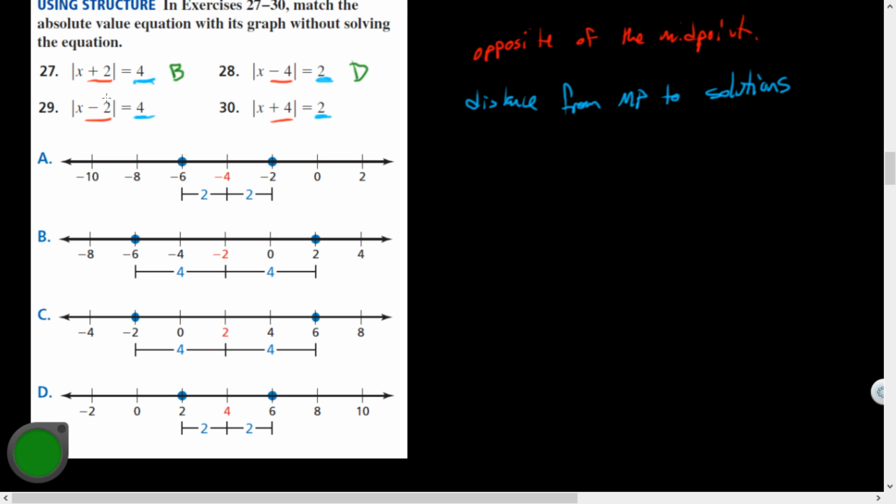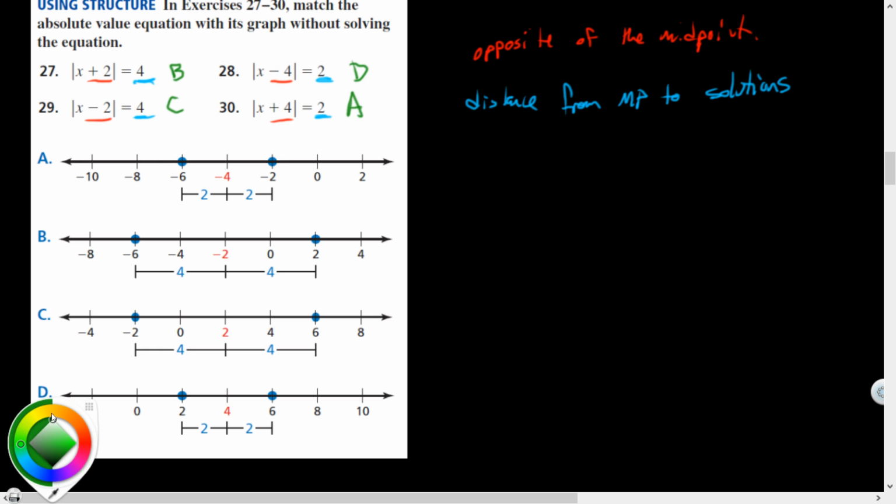Let's see. So here, the midpoint would be the opposite of -2, so that's +2, and the distance is 4. So +2, go this way 4, go that way 4. There's my solutions. In this case, C is the graph of that equation. And then lastly, -4, 2 units away both sides. A would be the solution.